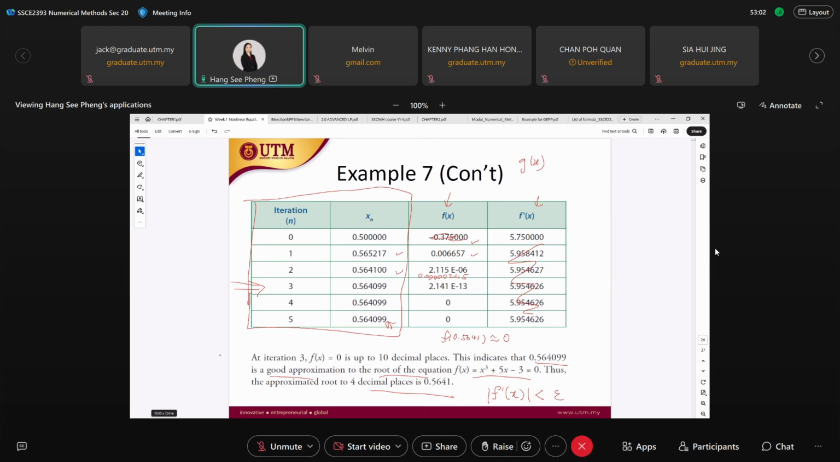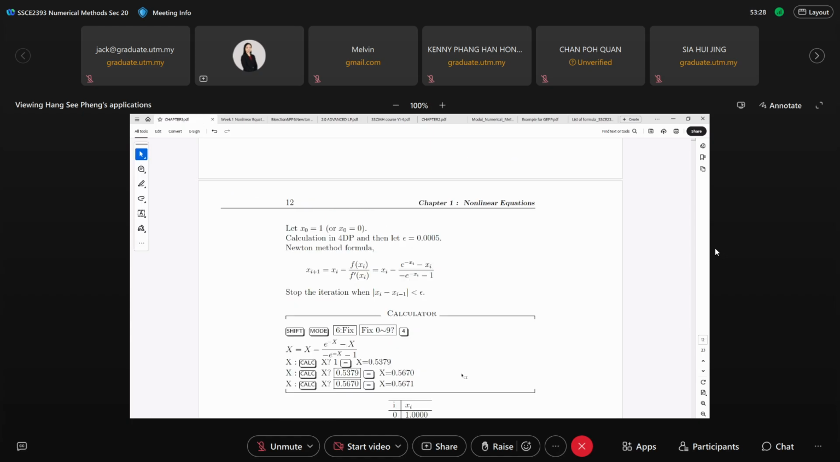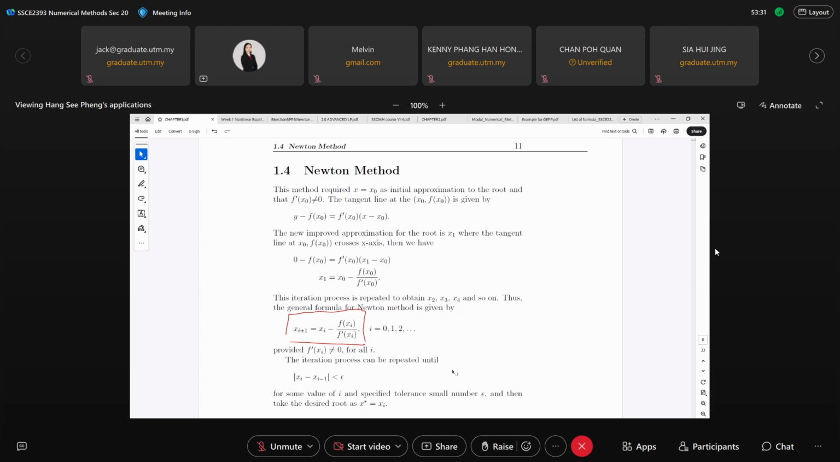Any questions so far? No questions? If you have a question, you can put it in the chat box or you can turn on your mic to ask. Okay, if no questions, then we proceed to the example in the textbook.